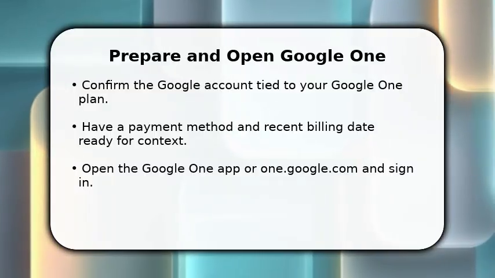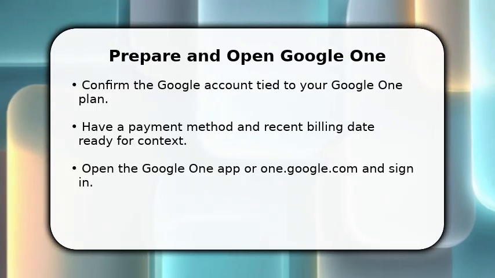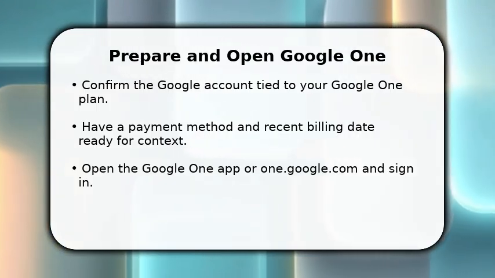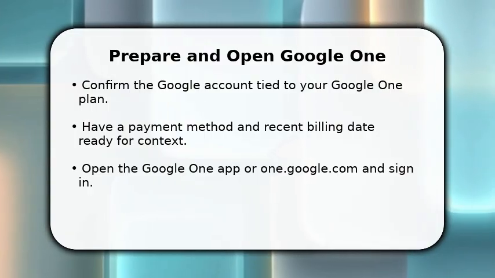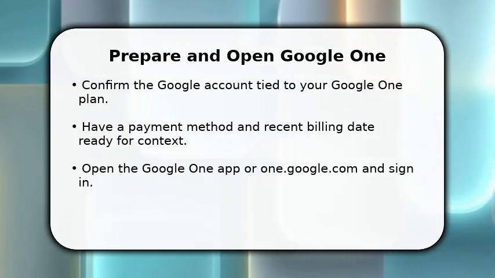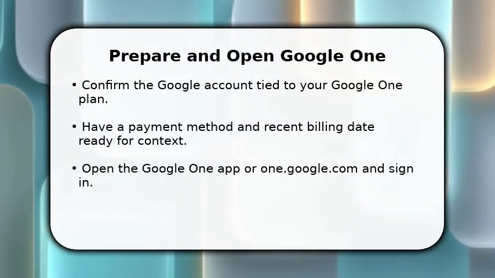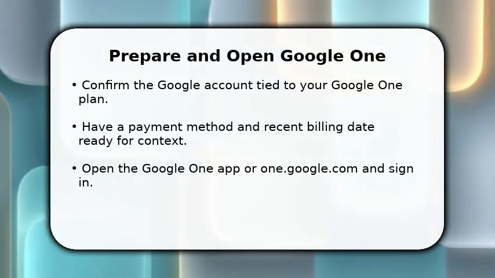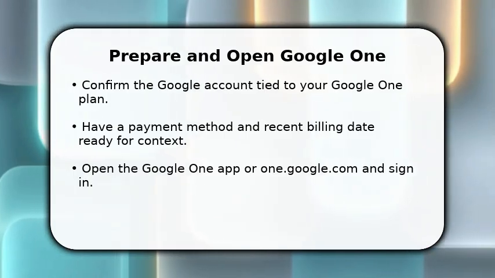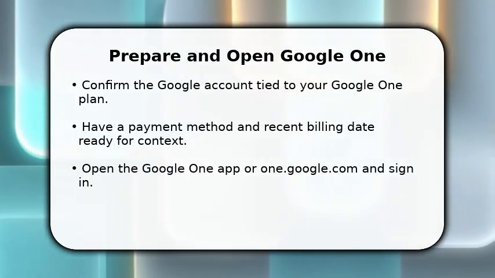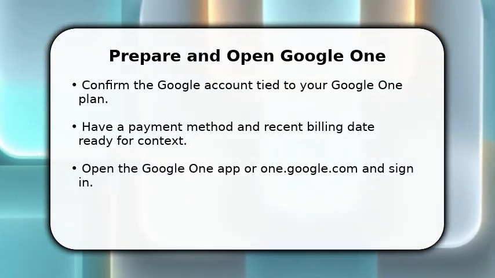You're starting by confirming the exact Google account that holds the Google One subscription. This prevents canceling the wrong plan. Once signed in on the app or at Google.com, navigate straight to the Account or Settings tab where membership details live. Make sure you note the next billing date and payment method so you know when charges will stop. This first step gives you context and control.